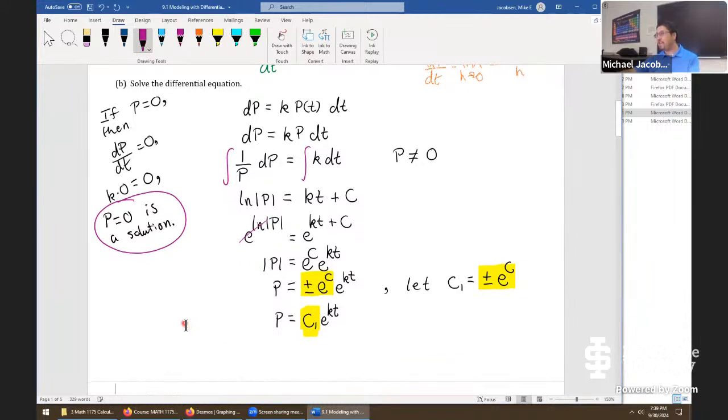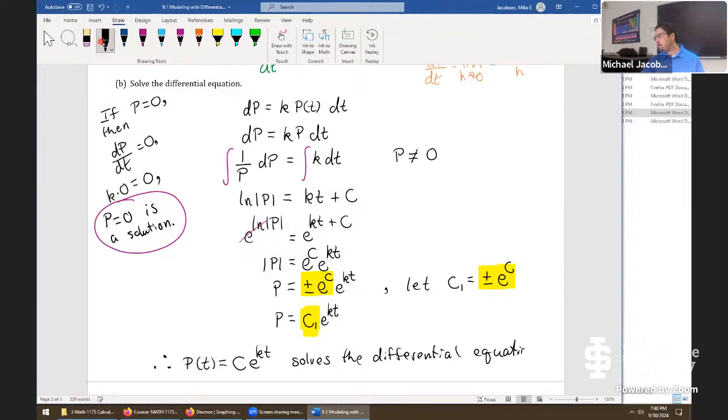So we come down here and we convey on our last step by saying, therefore, P of t equals c, so we're back to a general constant, e to the kt solves the differential equation where C is any real number. So it started off weird when we went through the development.